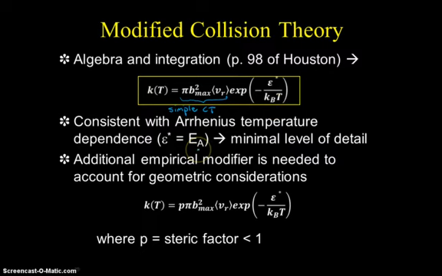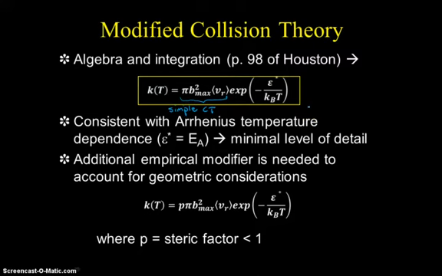So this theory is the minimal amount of detail required in order to reproduce the Arrhenius temperature dependence. And it's usually as far as we need to go with collision theory in order to say that we have a model which is consistent with the Arrhenius temperature dependence and can make predictions about rate coefficients. And that's where we're going to stop.